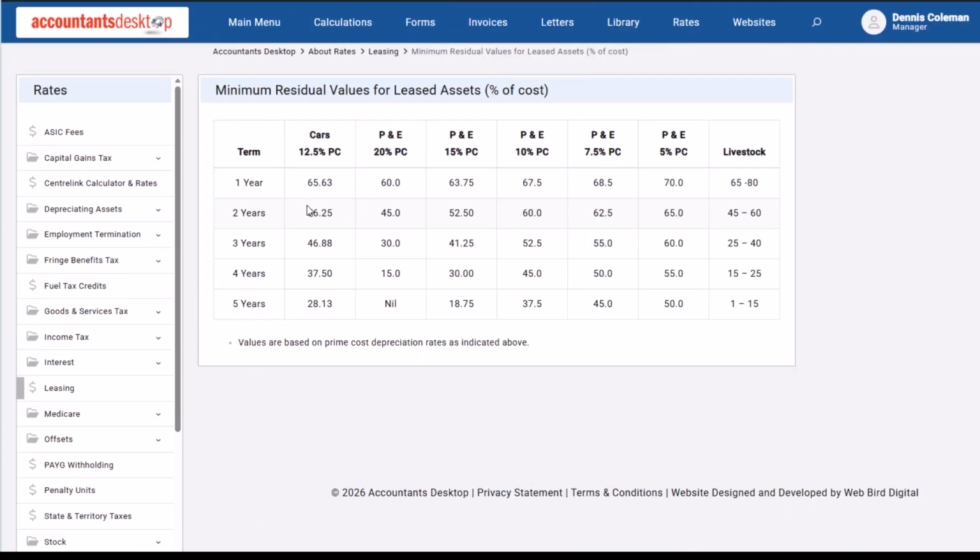He then receives a call from a client who is leasing a new motor vehicle. The client has been told that there are minimum residual values for the lease to be accepted by the ATO. Sam gets that information from our rates module.